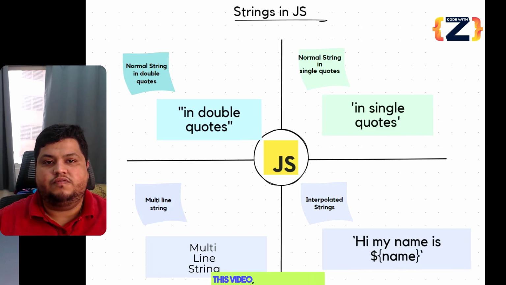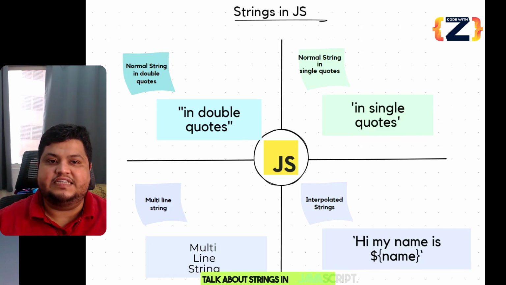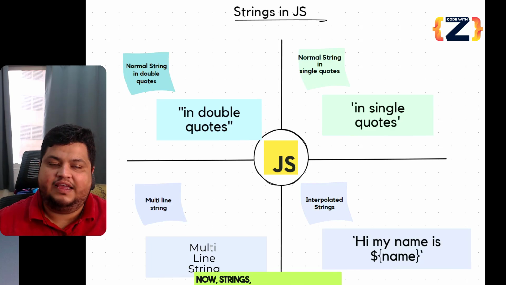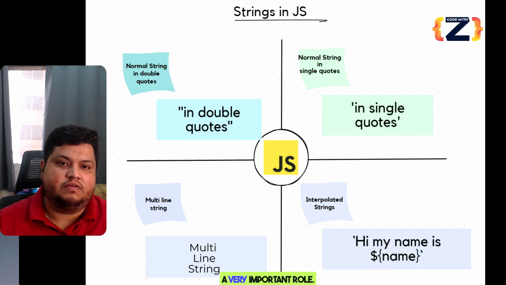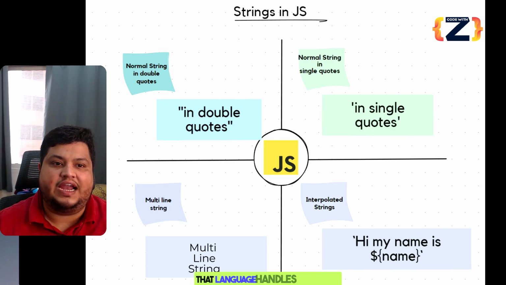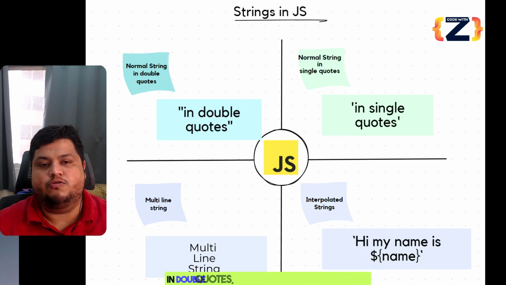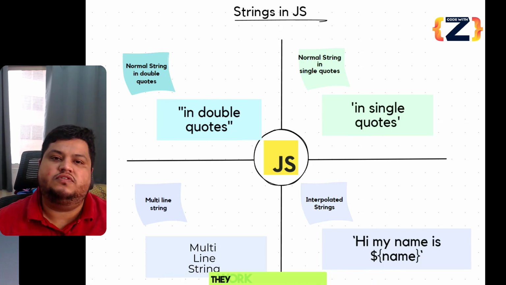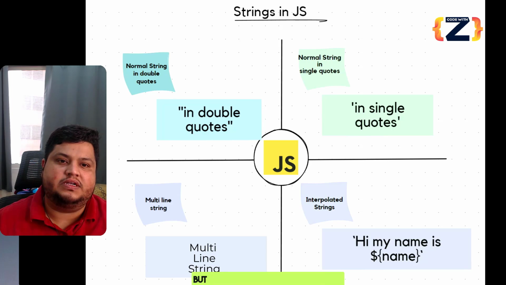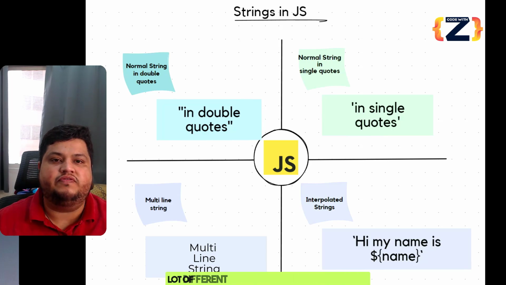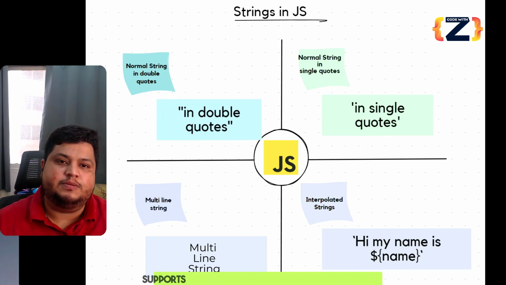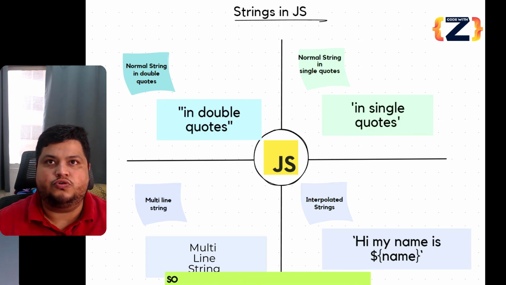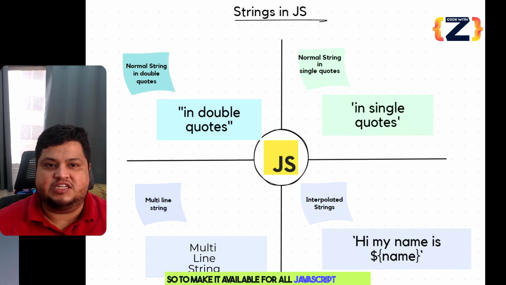This video we are going to talk about strings in JavaScript. Strings in any language play a very important role. We just need to understand how that language handles strings. So in JavaScript, you can write your string in double quotes, single quotes, and backtick symbols. Single quotes and double quotes work in a similar way, but people come from a lot of different languages into JavaScript, some supporting double quotes, some supporting single quotes. So to make it available for all, JavaScript did that.